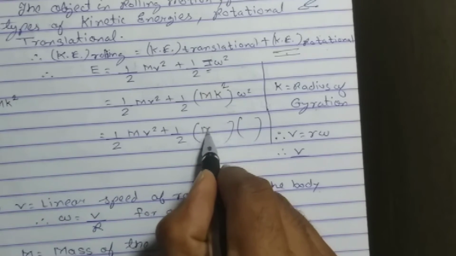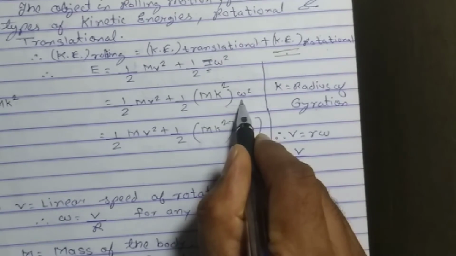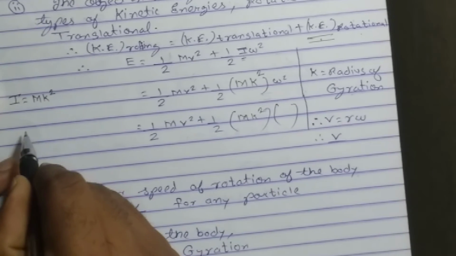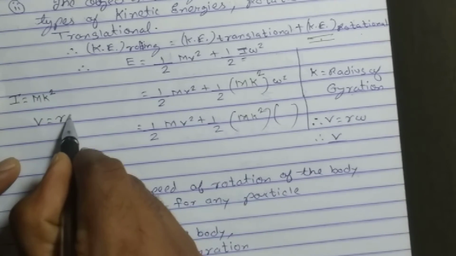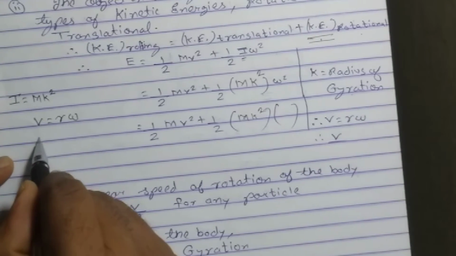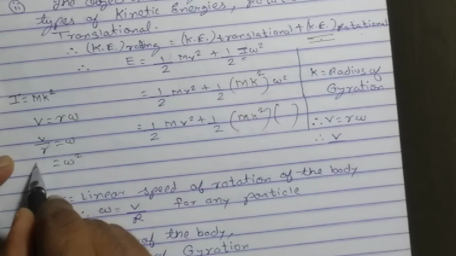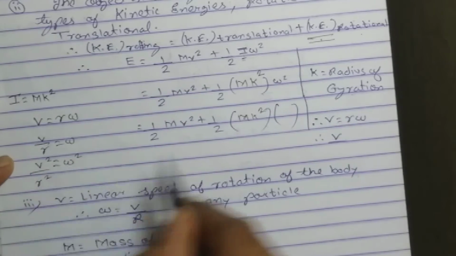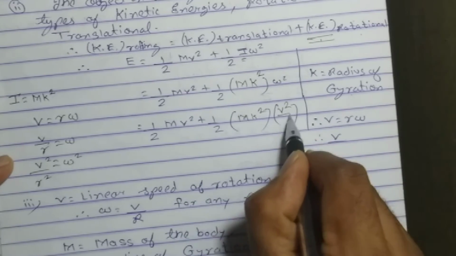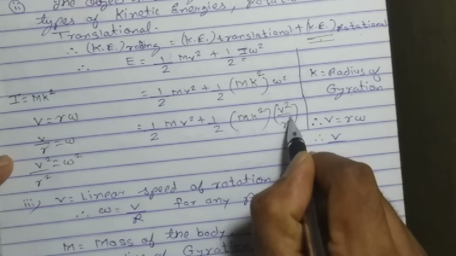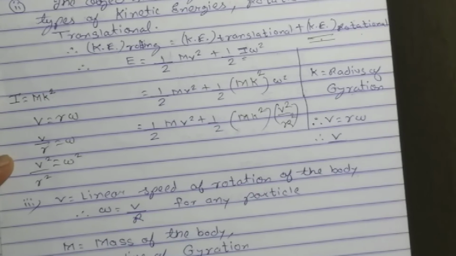Students, as I know the relation of omega and linear velocity, what is v equal to? v equals r omega. So what is omega? v upon r. So what is omega square, students? v square upon r square. Here I will write v square upon r square, where r is the radius of that particular body.